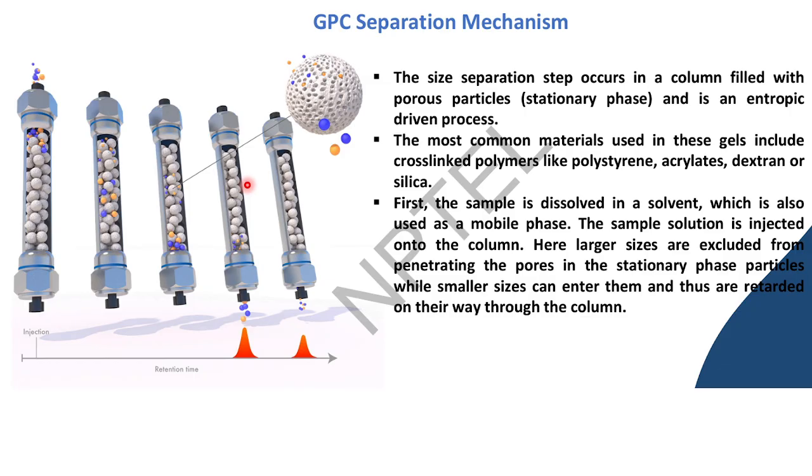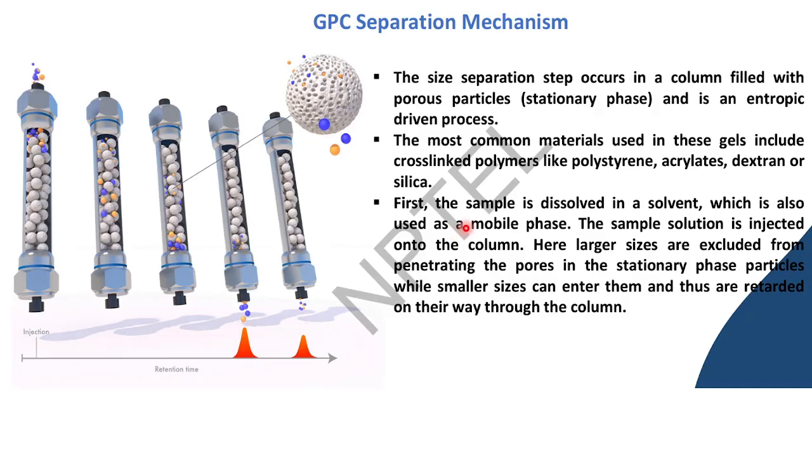Divinylbenzene is used as the cross-linker. Divinylbenzene cross-linked polystyrene material is used as a stationary phase, and it has a very precise pore size. Other stationary phases used in GPC are acrylate, dextran, or silica, but most commonly the cross-linked polystyrene is used. The common solvent used is THF, tetrahydrofuran, and that is also the mobile phase.